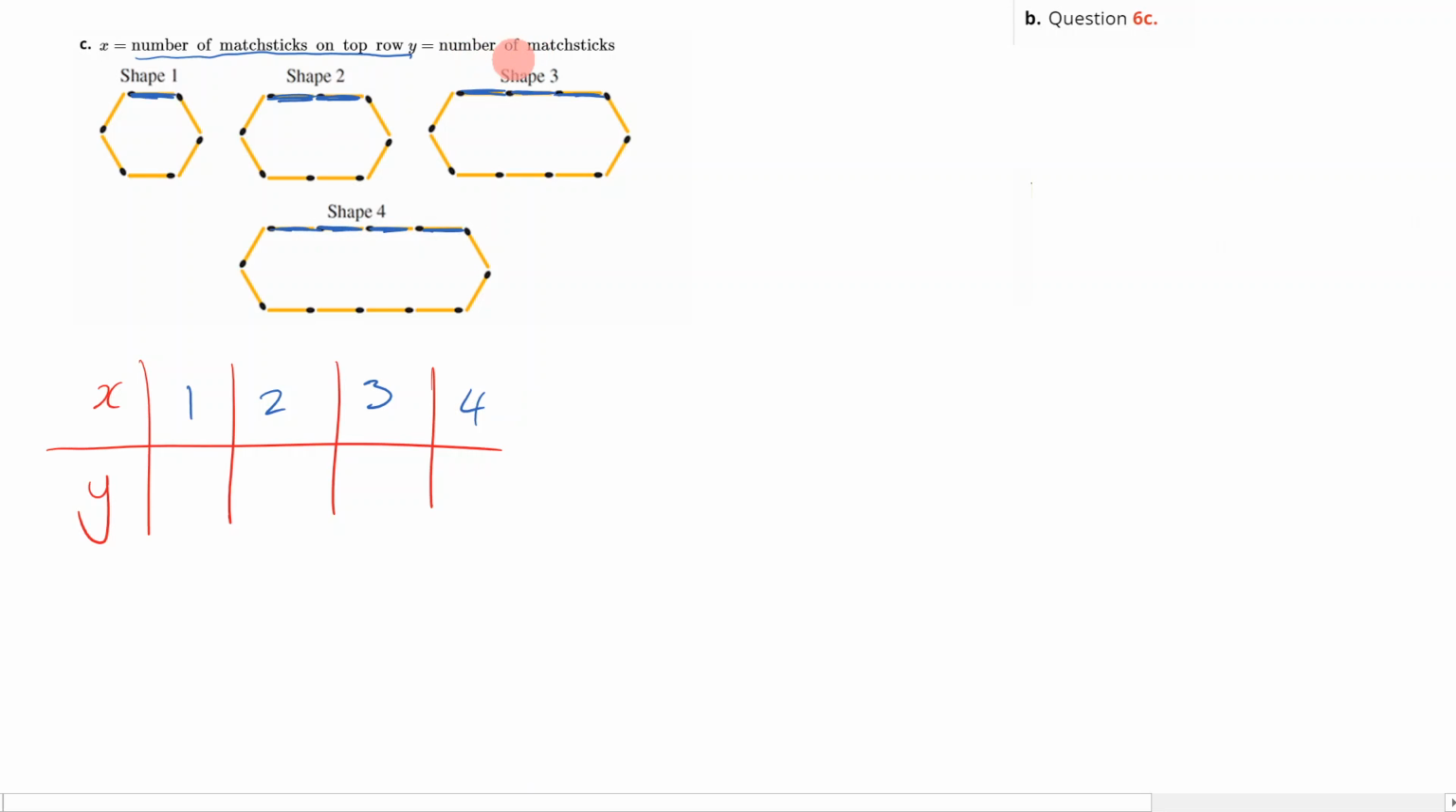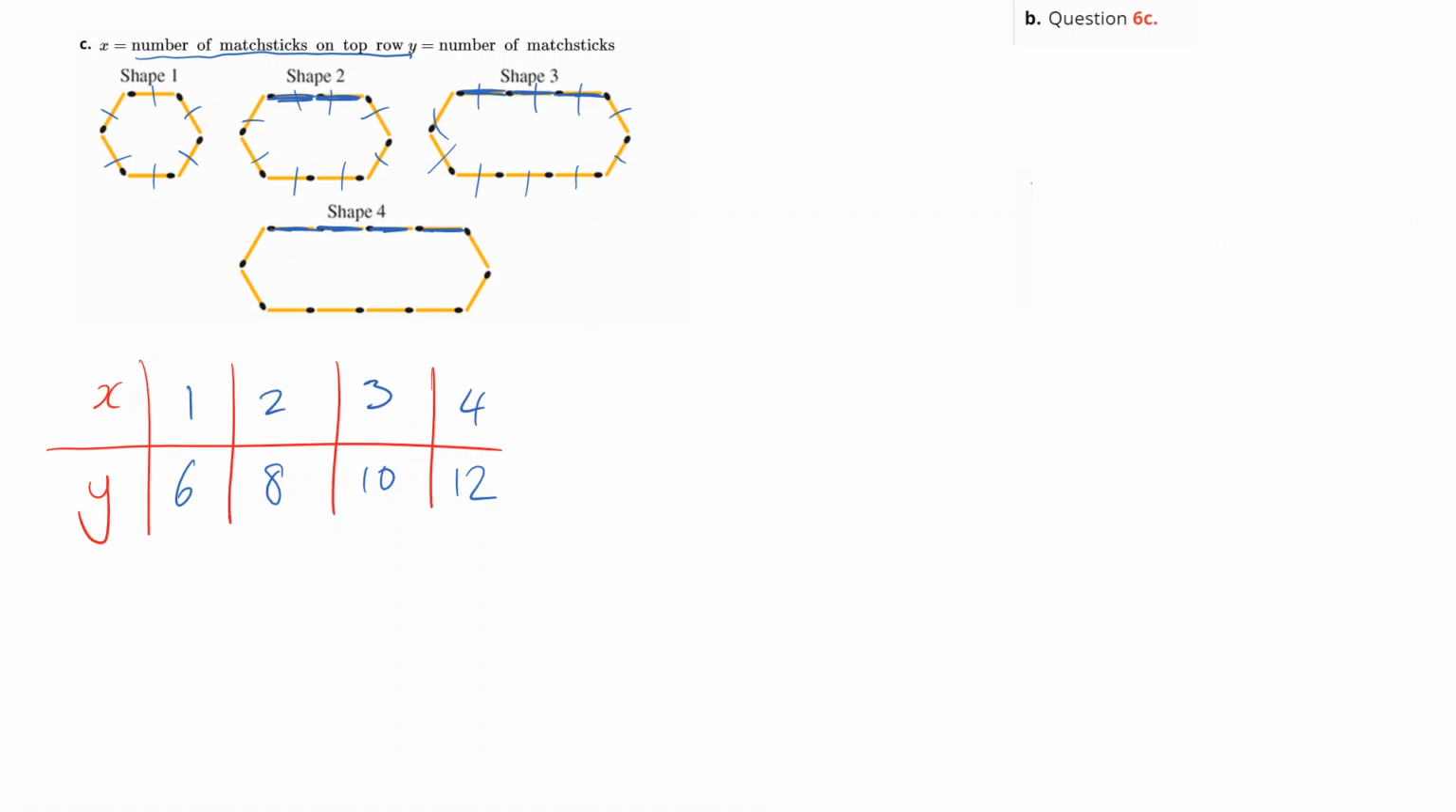And then it wants the number of matchsticks in total. Well, this looks like another hexagon. 1, 2, 3, 4, 5, 6. There are 6 here. For the next one here, how many matchsticks do I have? I have 1, 2, 3, 4, 5, 6, 7, 8. Then we keep on going. 1, 2, 3, 4, 5, 6, 7, 8, 9, 10. You can probably notice they're going up by 2. So my next one is going to be 12. But you could count them up if you wanted to double check that as well.